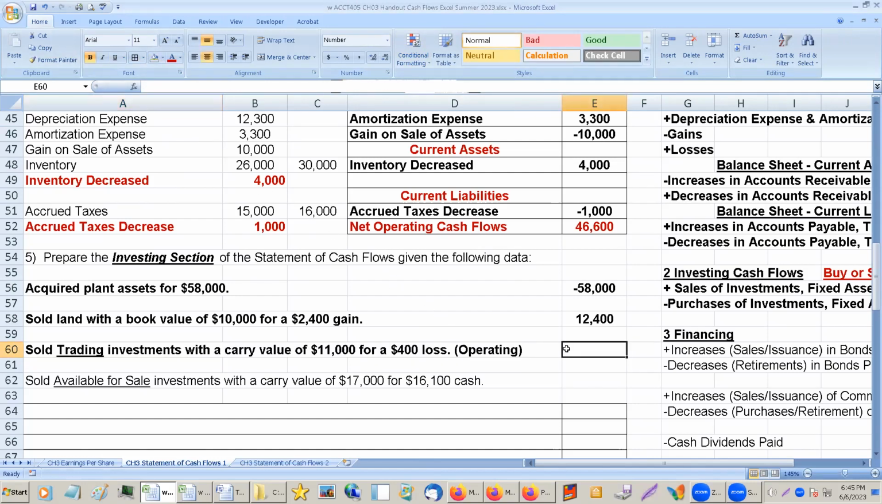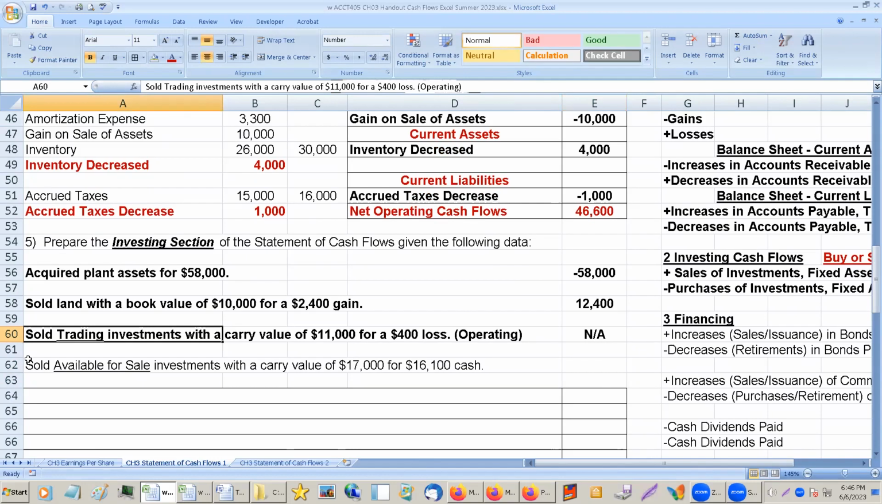We don't do anything with these. I was going to put N/A. It's in the wrong section. Available for sale investments with a carrying value of 17,000.